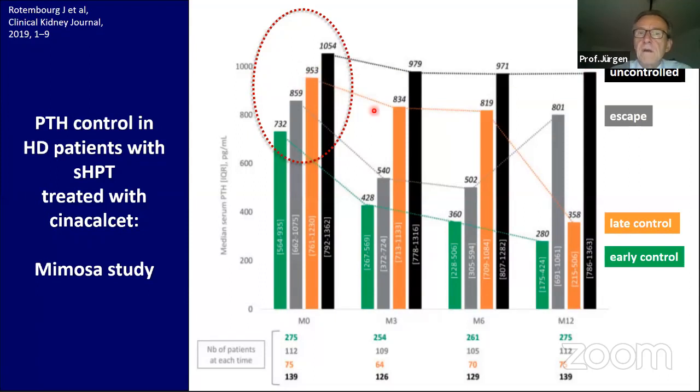Orange group, it decreases very slowly and it takes a lot of time to decrease. Gray group, it decreases somewhat and then it increases. Green group, you start at 730 and it continues to fall. So the insight from this study is, don't wait until your PTH is 1000, because then it's likely too late. Start when your patient has left the KDIGO target range and try to bring it down before it becomes autonomous.